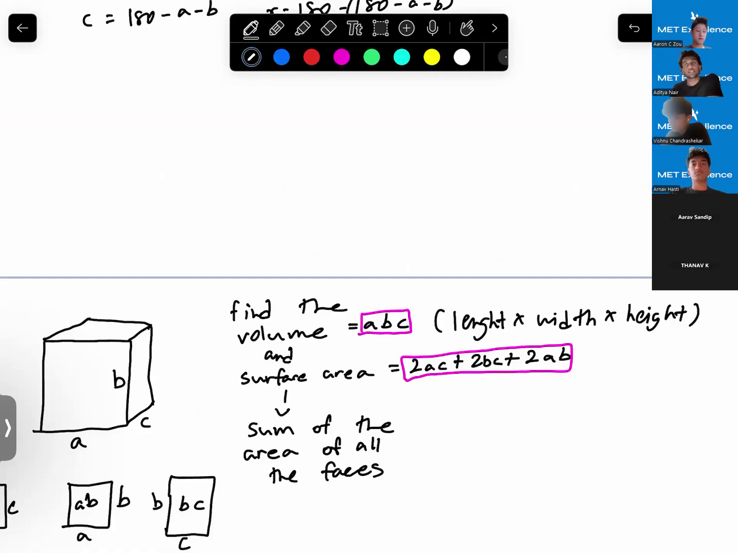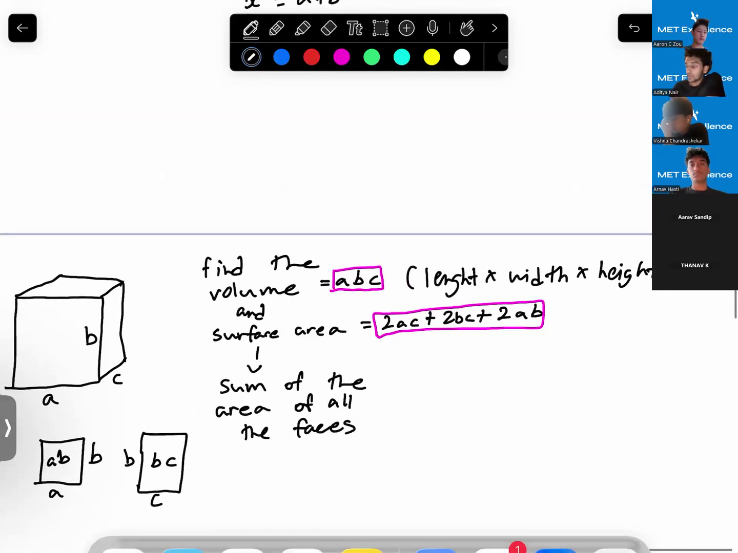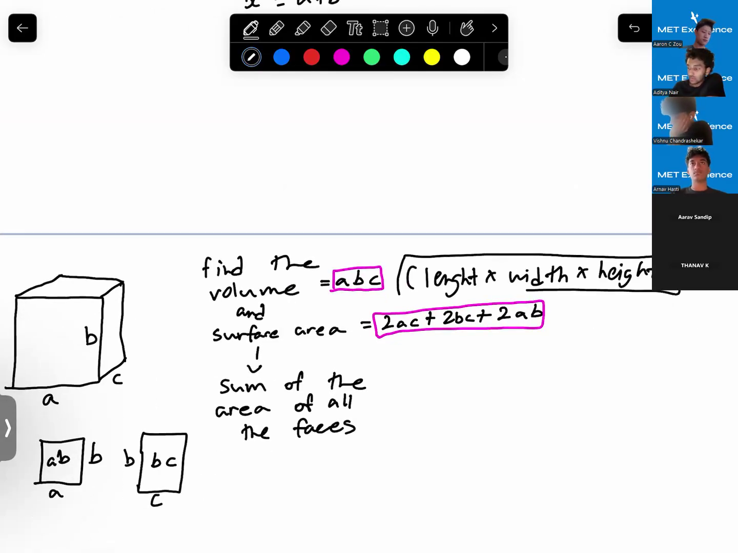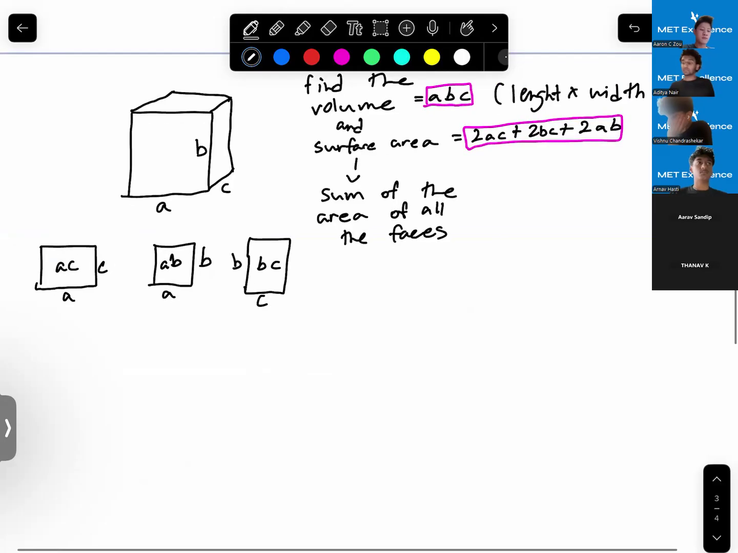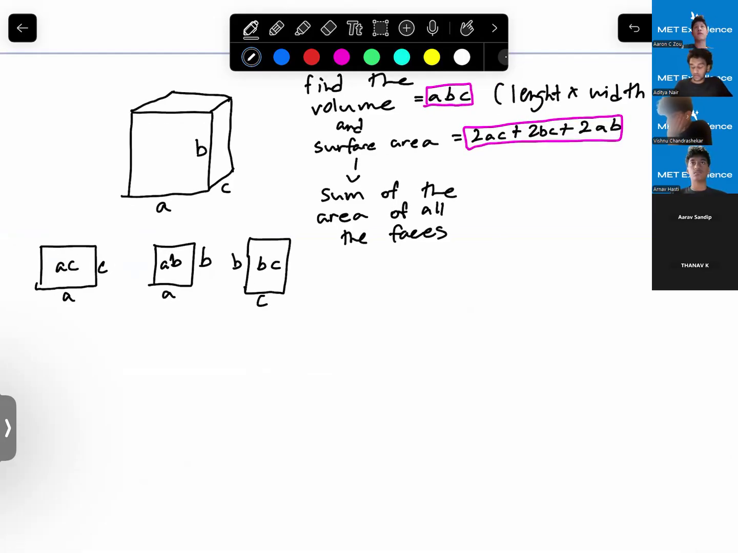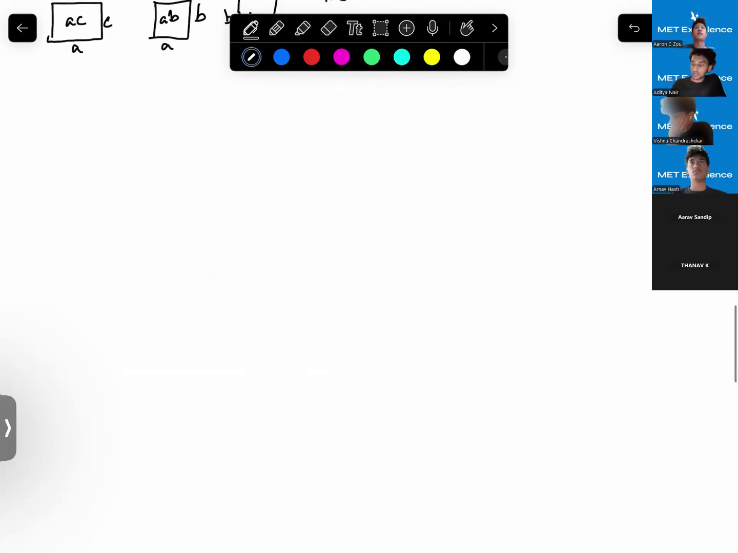This formula will be the same for triangular prisms, only you have to change length times width to half length times width. But I don't think that's going to be the biggest issue. And then I think I'll do one last thing. We're going to do scaling shapes.